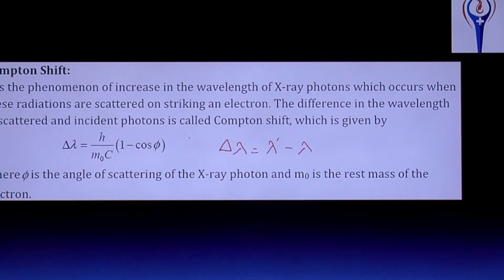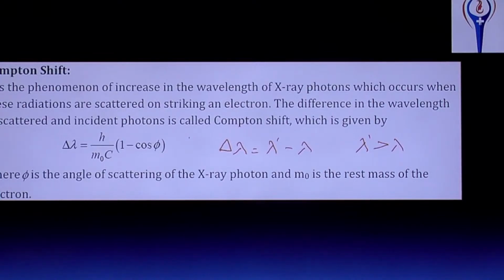Lambda is the incident wavelength. Lambda dash is the scattered wavelength. We said already, increase in wavelength only. So increase in wavelength means lambda dash is greater than lambda. So del lambda equals lambda dash minus lambda equals h by m naught c into 1 minus cos phi or cos theta. Here theta is the angle of scattering.